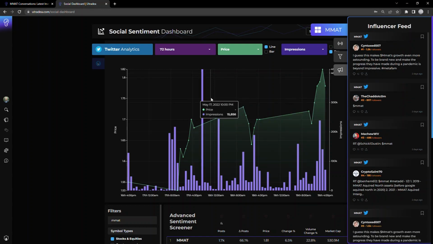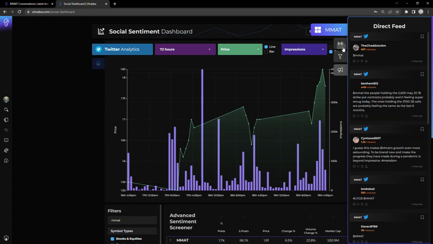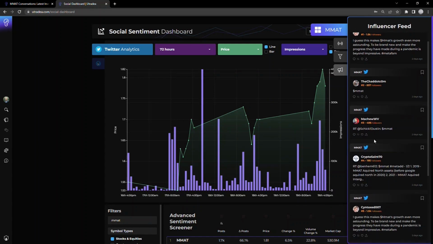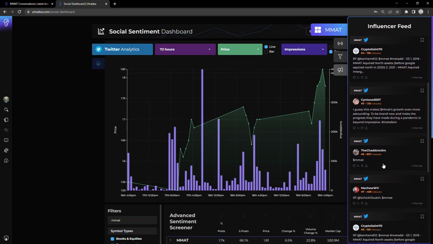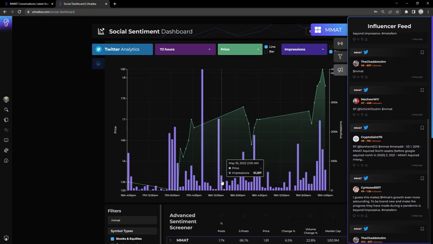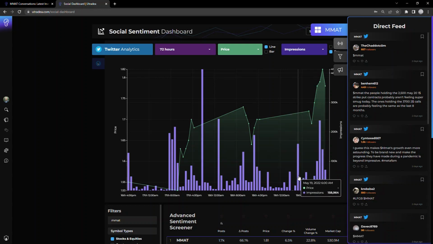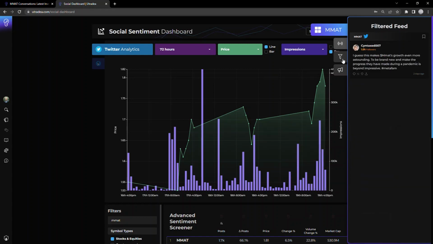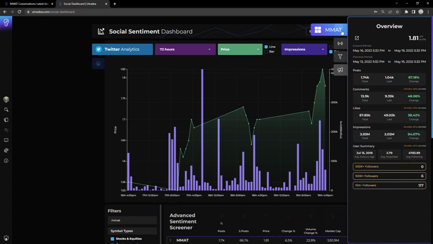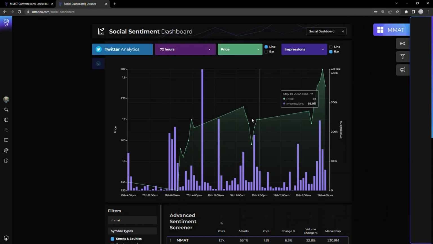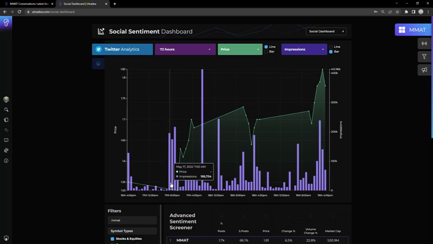Okay, just seeing what this impression spike was. Looks like there's a few accounts that are tweeting about MMAT. And then we can jump over and see what's going on for other time periods. Okay, brand new, make progress during the pandemic is impressive. MetaFam. So, like I said, we saw this increase in impressions, correlated with a jump in price.